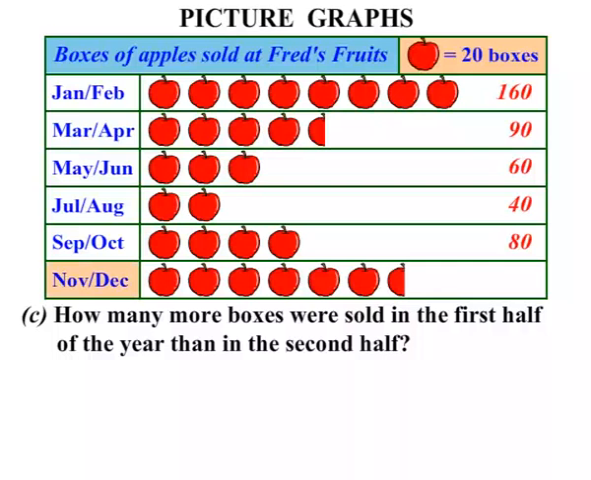And November, December, 20, 40, 60, 80, 100, 120, and then half an apple, that's worth 10 boxes, so 120 plus 10 is 130.